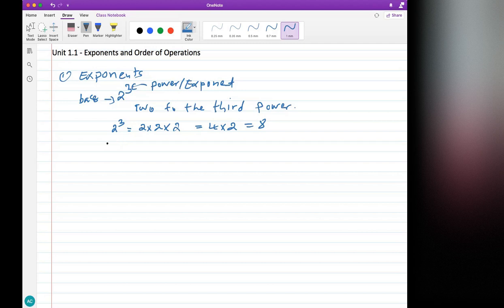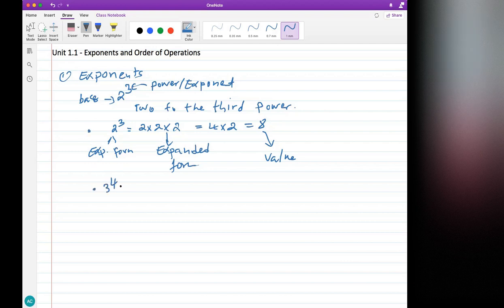So this is what we call the exponent form, or the exponential form. This is the expanded form, and this one of course is the value. After you expand it, you get your value, but it's the same number, it's just written in different forms.